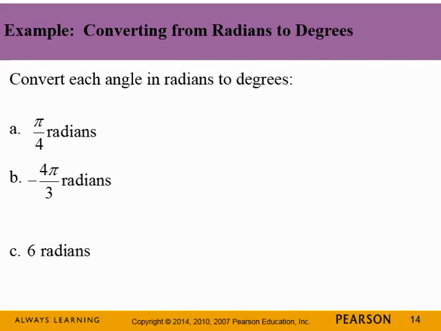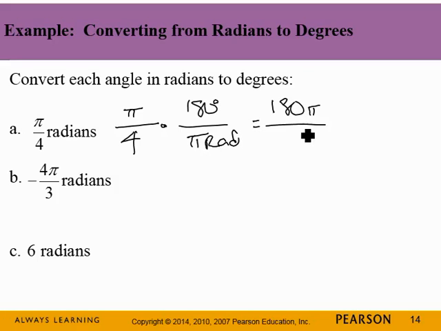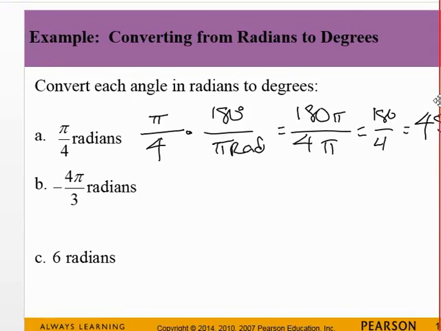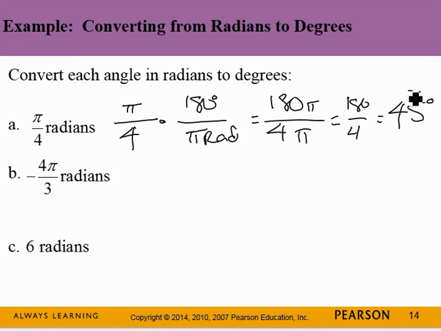Now we're going to try it the opposite way. In this case, we have to multiply our radians, so we have pi over 4 radians times 180 degrees over pi radians. In this case, your pi's cancel out, and you're left with 45 degrees.